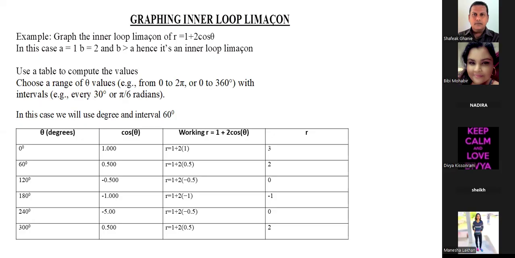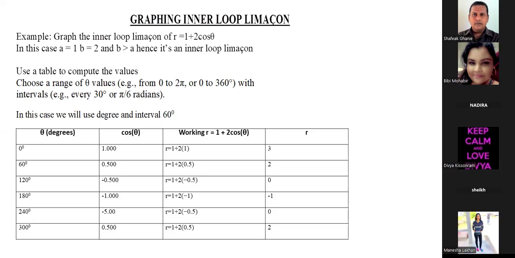So here you have the degree, you have cos theta, and we're going to show the work in here as it relates to r is equal to 1 plus 2 cos theta, and then we're going to find the value of r, which is the radius. So where we have 0 degree, and cos of 0 degree is 1, we're just going to plug in 1 where cos is, and you'll have r is equal to 1 plus 2 into 1, which will give us 3.